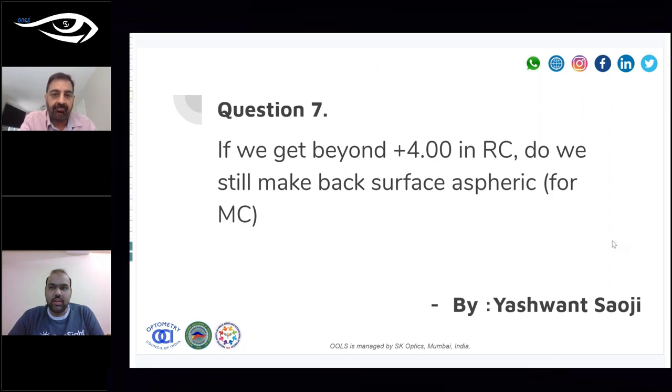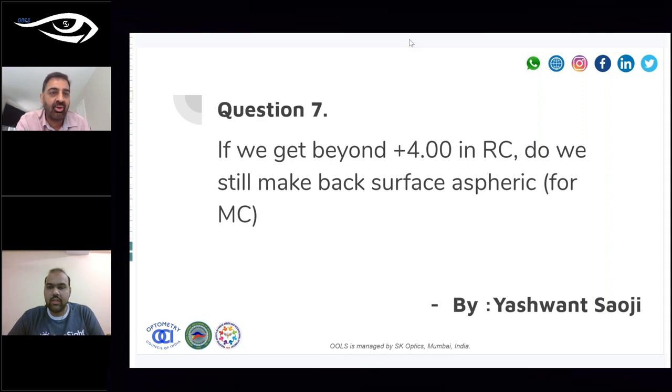And the next question is, if we get beyond +4 diopter in the reverse curve, do we still make the base back surface aspheric? What are your thoughts on that? You don't need to, but in making it aspheric, there is an advantage. You're creating a varifocal effect. That's what asphericity means, basically. You're gradually building that red zone, so you're giving the power like a varifocal spectacle lens. It's gradually increasing. For a child, it gives them a little bit of distortion, and other factors which may affect vision, you're minimizing that. So there's no harm in doing the asphericity, but it's up to you, realistically, whether you want to do it or not. It's a very good question. But definitely, you don't need to.